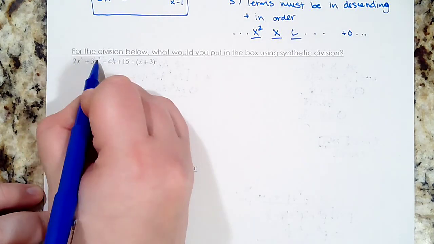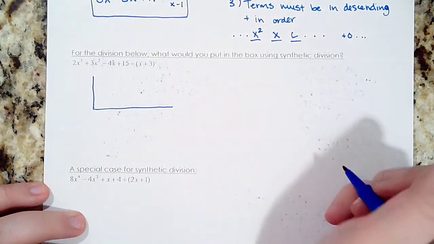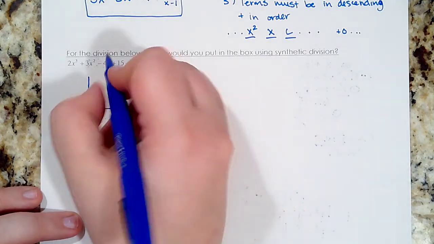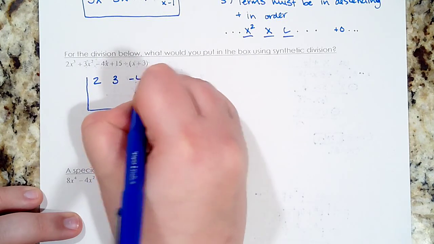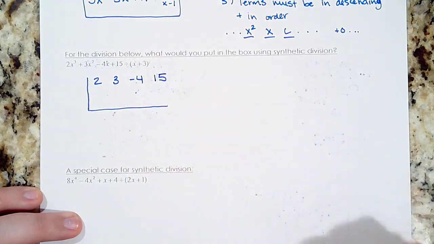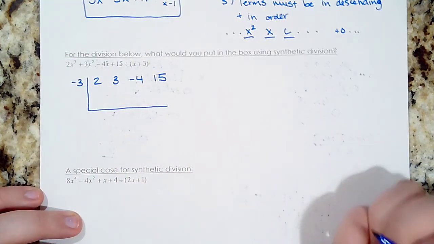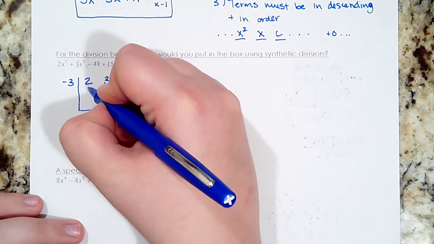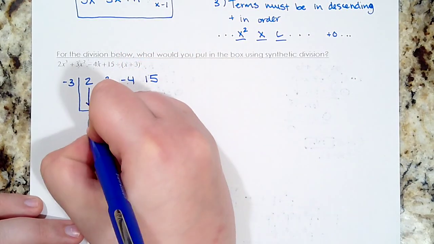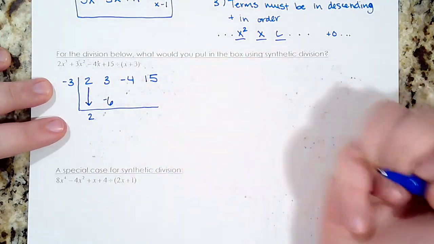I notice these go 3, 2, 1, constant, and I do have a nice normal divisor here, so I'm just going to throw my numbers in. 2, 3, negative 4, 15. I always use the opposite of whatever number's inside, so I have my problem set up. To start it off, I'm going to bring this number down, multiply it by the number outside, and I get a negative 6 right here.